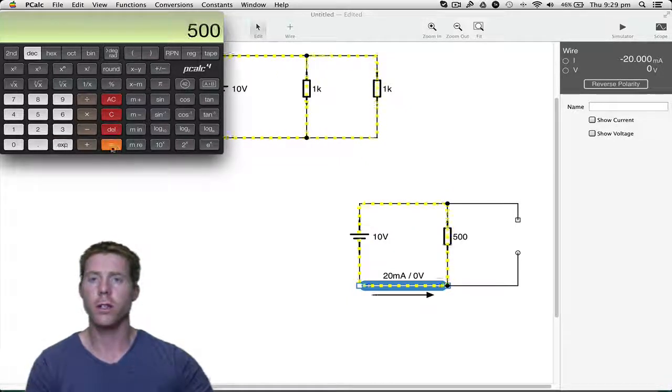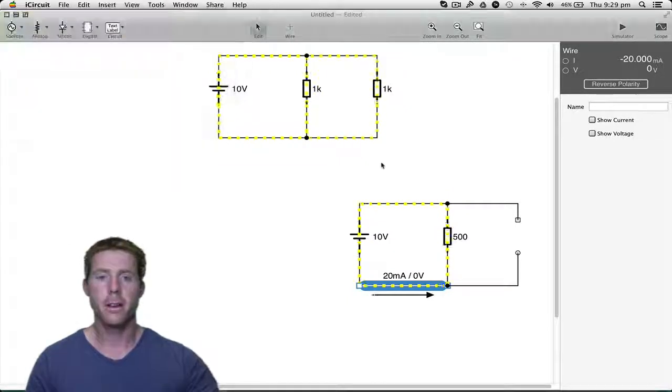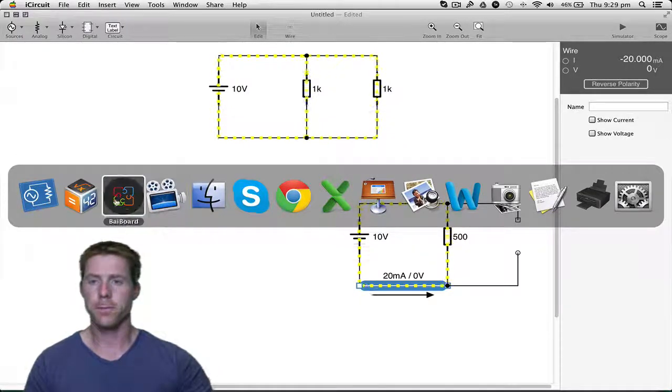How much does that give us in resistance? 500 ohms. So it's all working out. Very good.